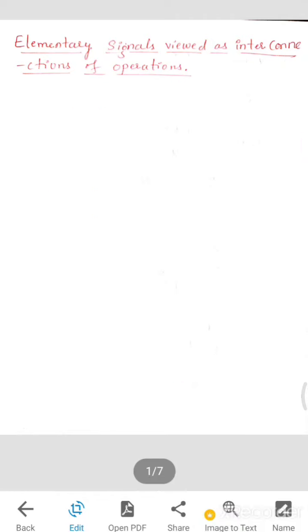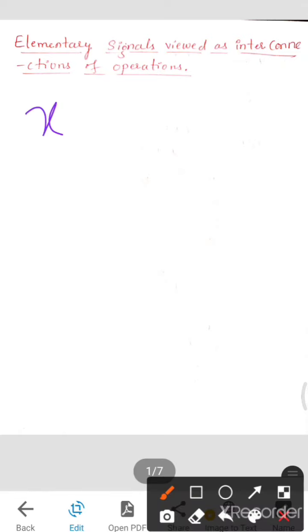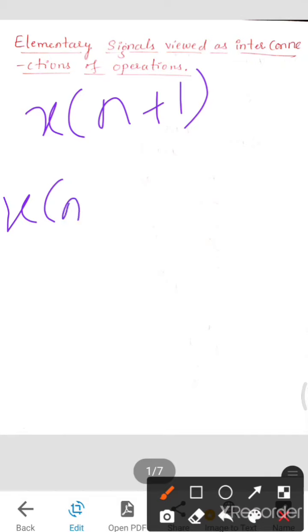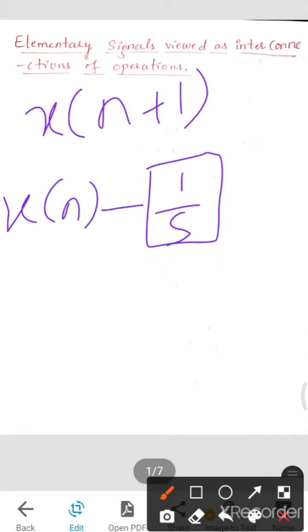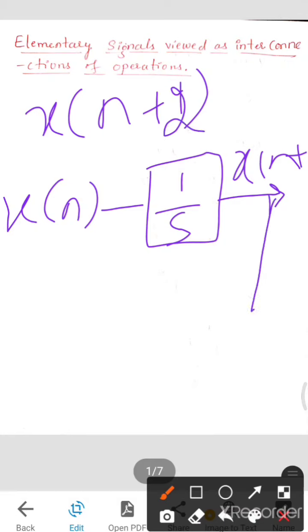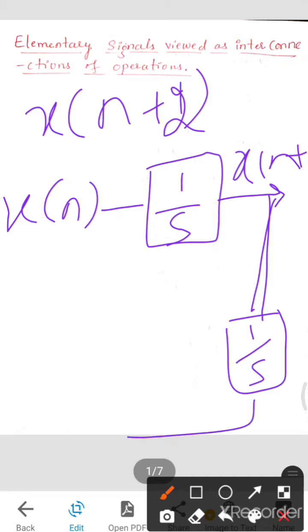Suppose it is advanced, that is x of n plus 1. Then with x of n as input, the operator will be 1 by s, and this gives your x of n plus 1. Suppose you would like to calculate n plus 2, then the output of this signal has to undergo one more advance, that is 1 by s. This is your signal n plus 2.